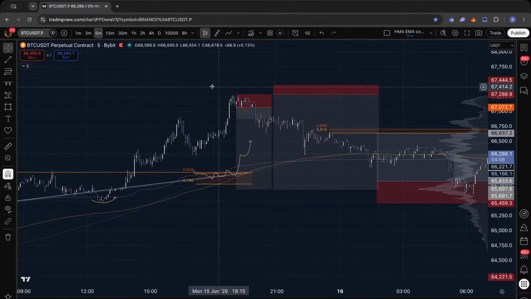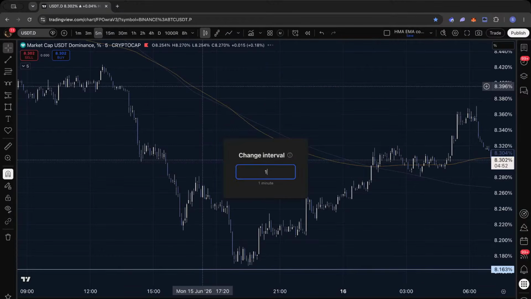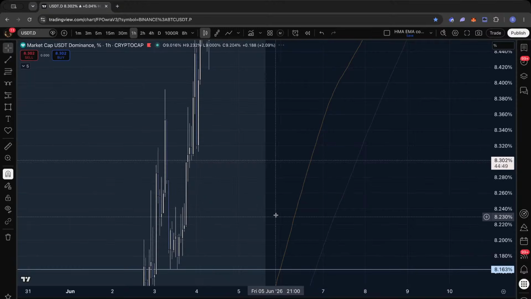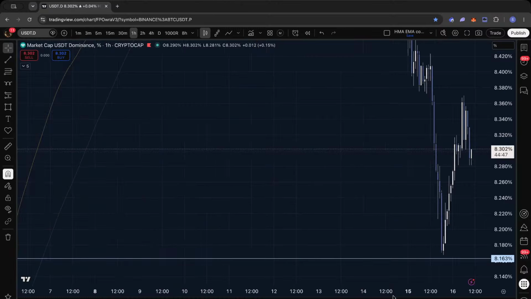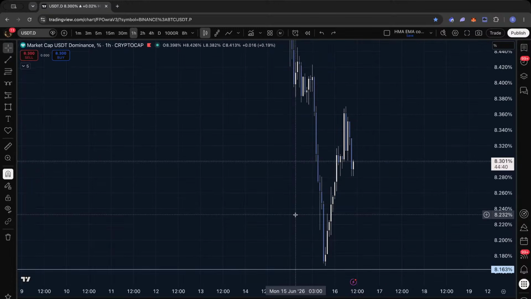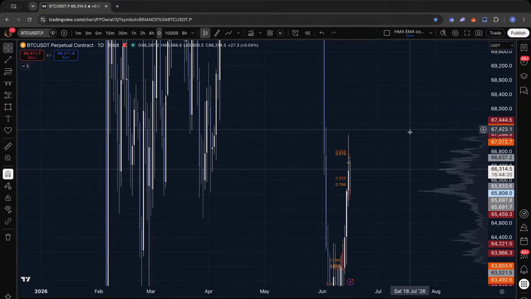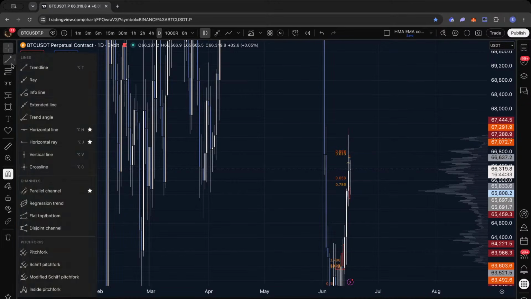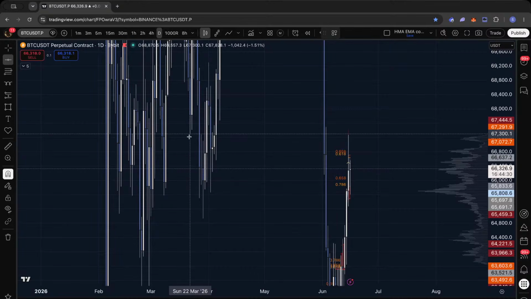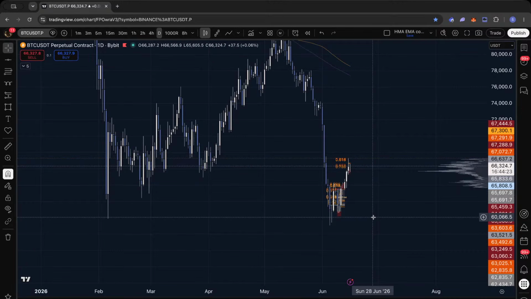I explained the reasoning on Discord and also on Twitter. I explained the 8.16% level from USDT dominance, and that was one of my main triggers. And also, if you go on a daily basis, you'll see that here it's a big area of resistance. So I didn't expect that Bitcoin to just flash pump through that area.